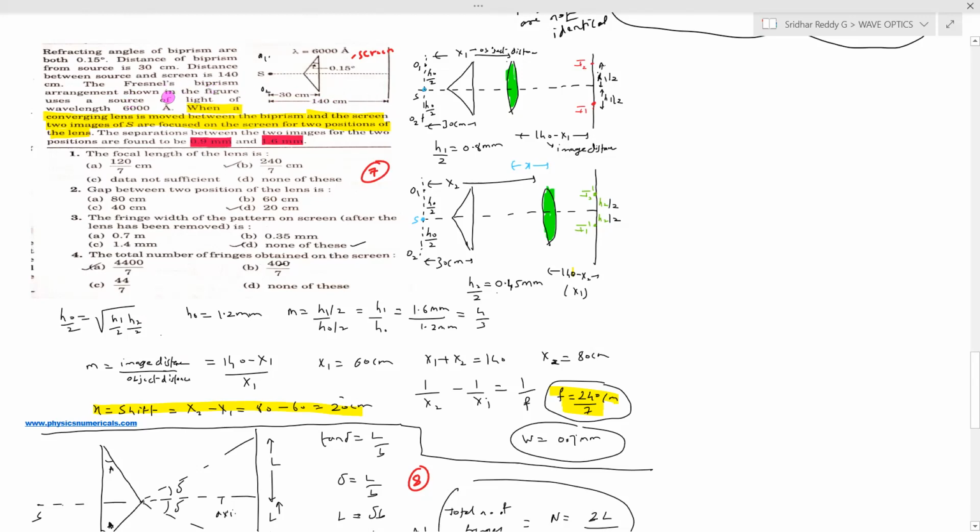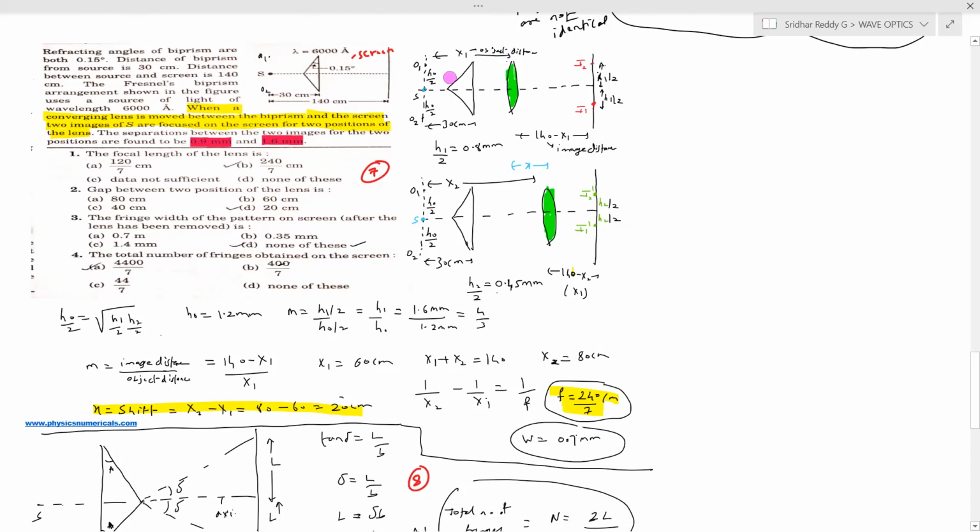The Fresnel biprism arrangement shown in the figure uses a source of light of wavelength lambda, which is given. When a converging lens is moved between the biprism and the screen, here is a diagram I brought. Two images of S are focused on the screen for two positions of the lens. The separation between the two images for the two positions is found to be, okay. So first of all, two images are focused on the screen for two positions of the lens.